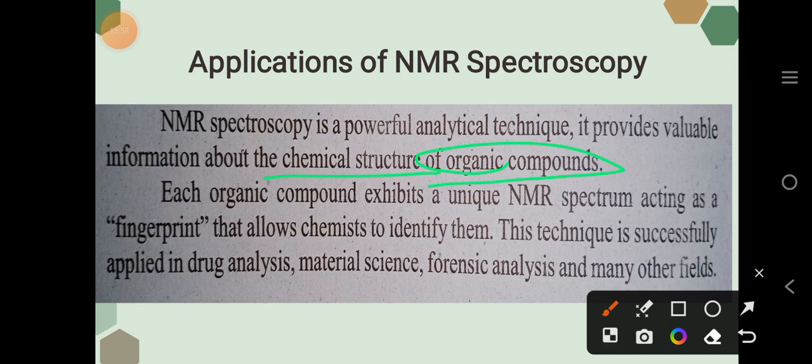Of course, every compound will have a unique one. If they don't have unique structures, we won't be able to identify them. They will have unique absorption of a particular radiation, acting as a fingerprint that allows chemists to identify them. This technique is successfully applied in drug analysis, material sciences, forensic analysis, and many other fields, particularly drugs and forensic science.